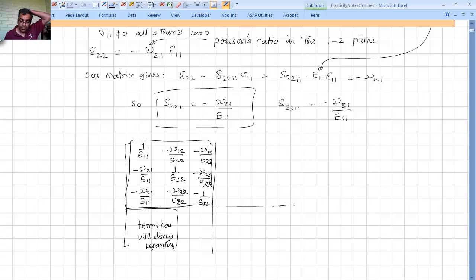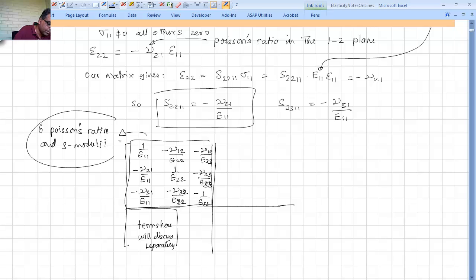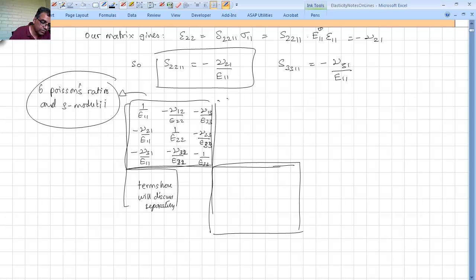So it will have 6 Poisson's ratios, 1, 2, 3, 4, 5, 6, and 3 moduli. We'll look at this portion next. We'll worry about these two portions later. This portion is actually something quite interesting.